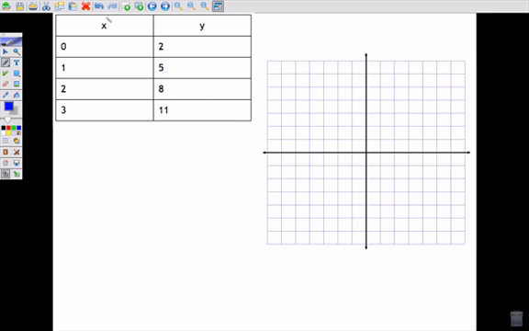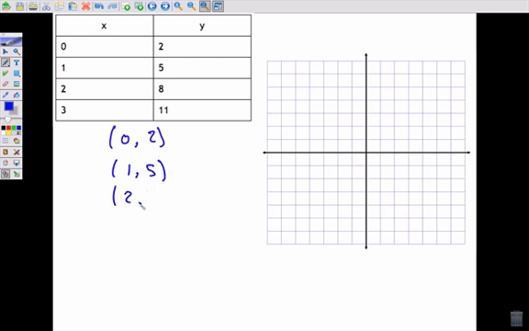The first one that we looked at in class was this table right here. And we talked about how basically this table shows a bunch of different points with different coordinates. Okay, so this first one here is just the same thing as 0, comma 2, and then 1, comma 5, 2, 8, and 3, 11.